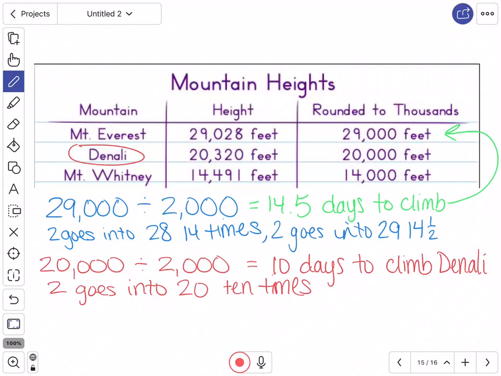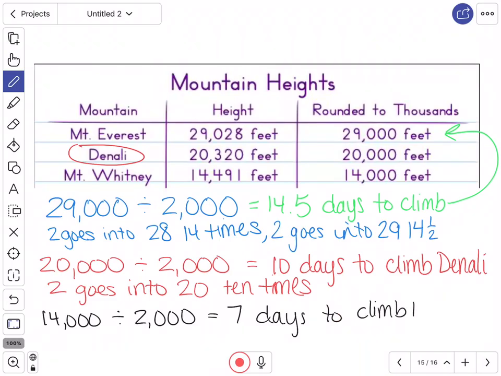About, right? Okay. And then last one, Mount Whitney. So Mount Whitney, rounded to the nearest thousands, is 14,000. So divided by 2,000 feet per day. Now this one's super easy, okay, if I know my facts pretty well. I know that 2 goes into 14 7 times, which means 2,000 goes into 14,000 7 times as well. So it would take the average person about 7 days to climb Mount Whitney.